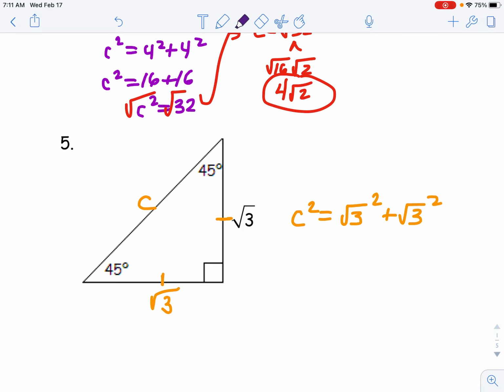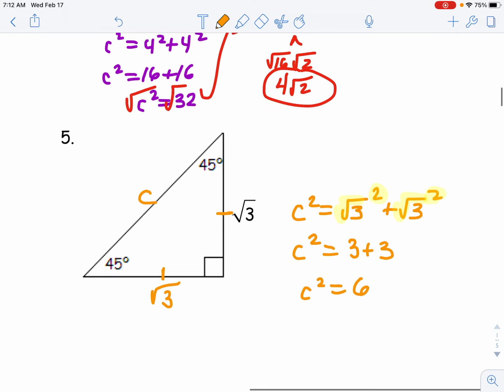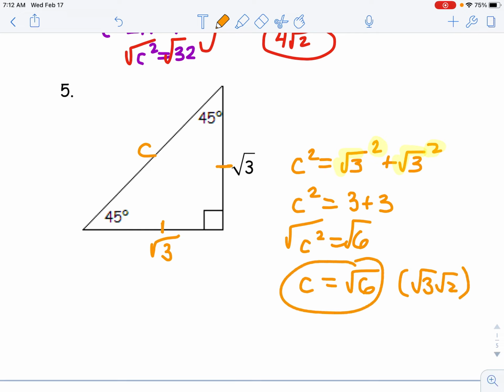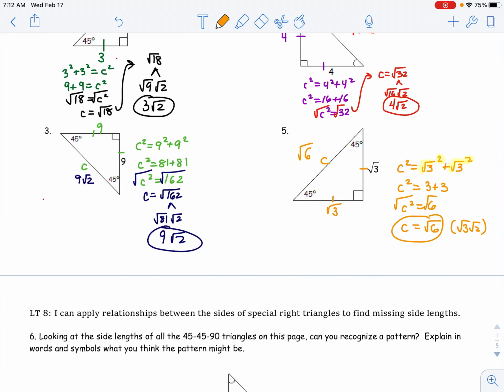Now, what I like about this problem, it's a good review of simplifying with radicals. Square root squared, square root squared. They just undo each other. Remember, they're going to disappear, so you're going to get C squared equals 3 plus 3. C squared equals 6. And C equals the square root of 6. In parentheses, I'm going to put radical 3, radical 2. We don't need to simplify this. This can't be simplified. C is just radical 6 right here. But just a little bit of a challenge problem.